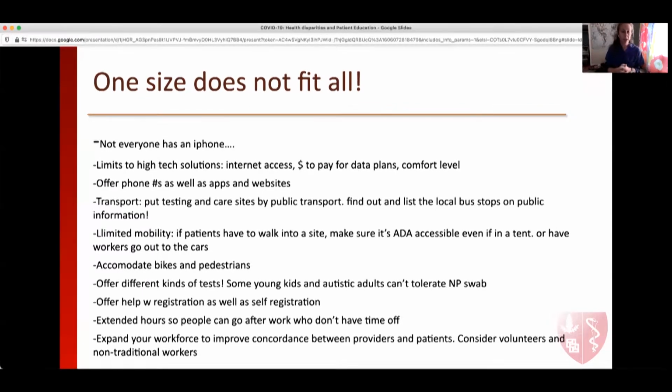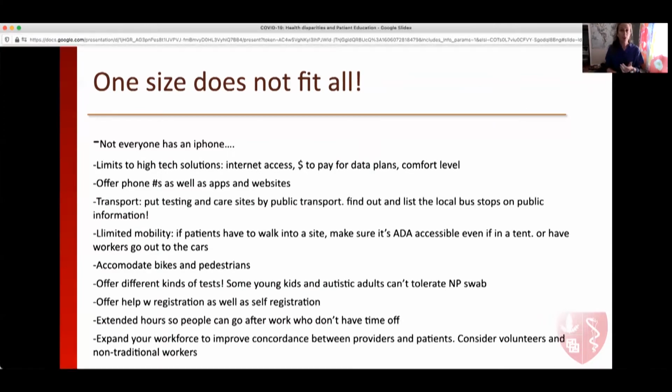I think a great thing that Alejandro's site does is they have different kinds of tests. The nasopharyngeal, everyone got that in the beginning. We now have options such as the nasal test or the oral test. A lot of young children can't really tolerate the nasopharyngeal, but also we have people with autism, developmentally delayed adults, people who had facial surgery. By offering different kinds of testing, you make it accessible to more people.